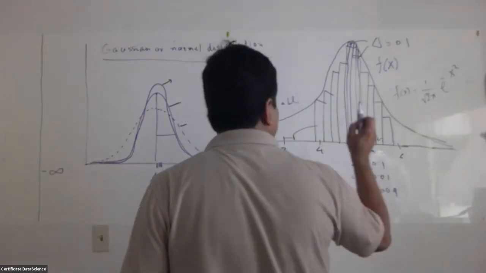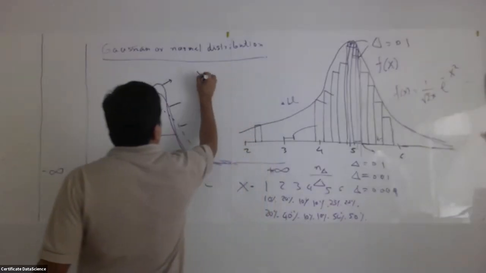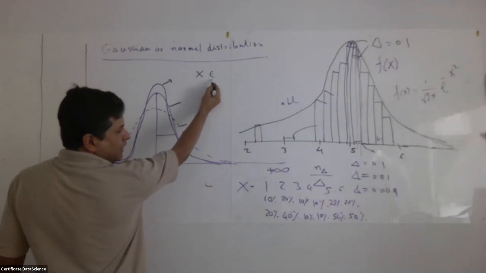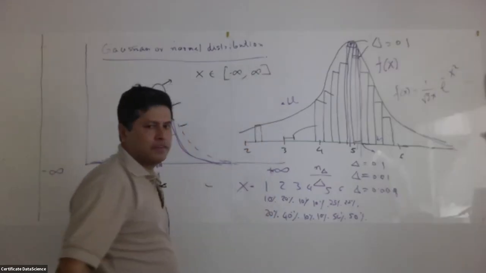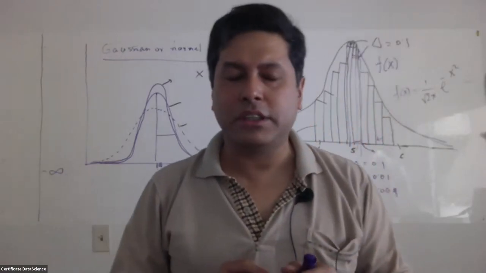One more thing: the normal distribution is always a probability density function. Yes, because it is continuous. It can take any value, and this symbol means belongs to. It means it can take any value from positive to negative, so it must be continuous. We can check normal distribution only for continuous variables. Absolutely, normal distribution is always continuous.